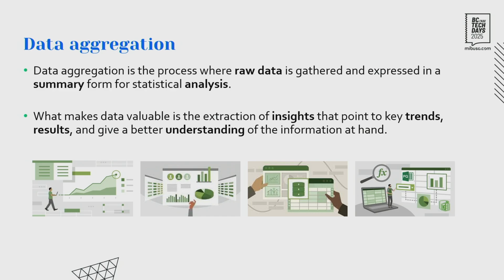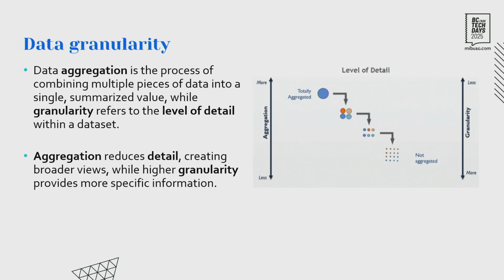Now, data aggregation is a concept. Data granularity is also an important concept. Aggregation is a process of combining multiple pieces of information, summarizing it with a certain level of detail, and granularity is kind of an indicator of that level of detail. The more you aggregate the data, the less detail you're going to provide, so the smaller the granularity will be.